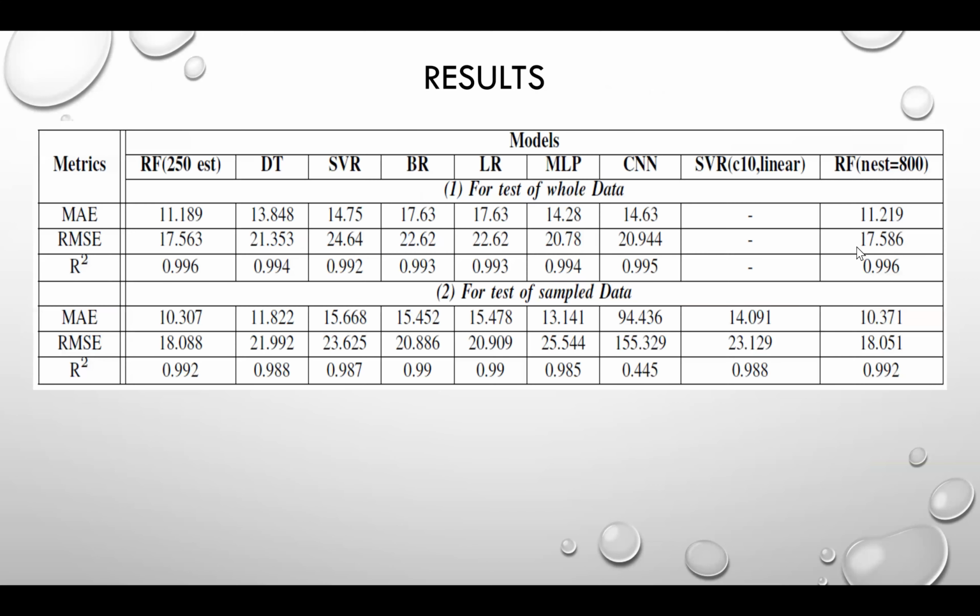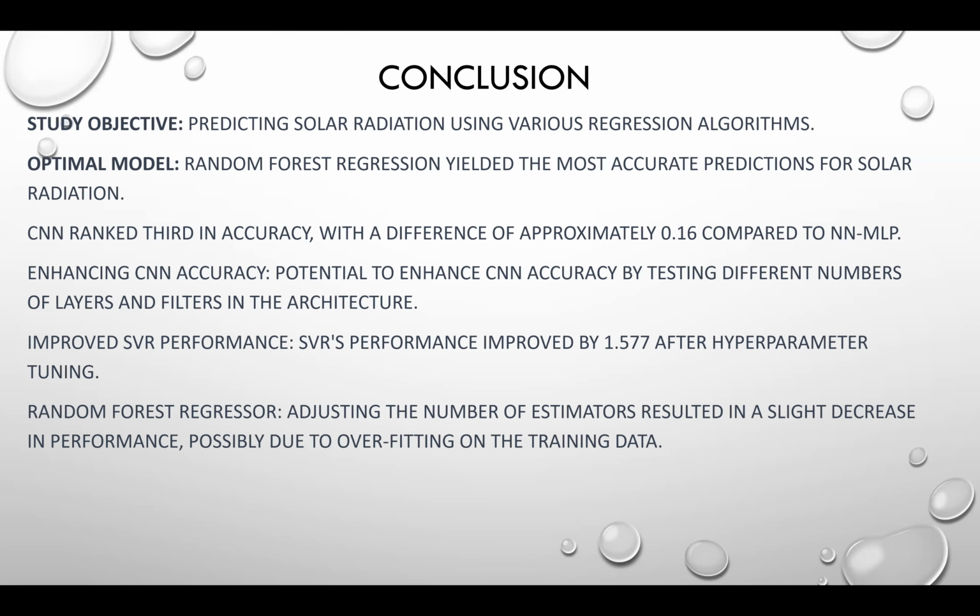This table shows the conclusion, and we can see the random forest performing the best based on the metrics that we used, followed by the CNN. The study applied various regression algorithms to determine the optimal model for predicting solar radiation. As a conclusion, the findings indicate that random forest regression yielded the most accurate predictions. The CNN ranked next with a difference of approximately 0.16 compared to the neural network MLP. However, improving the CNN architecture by testing different numbers of layers and filters could enhance its accuracy.